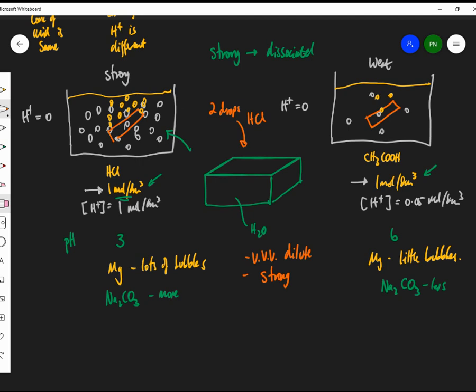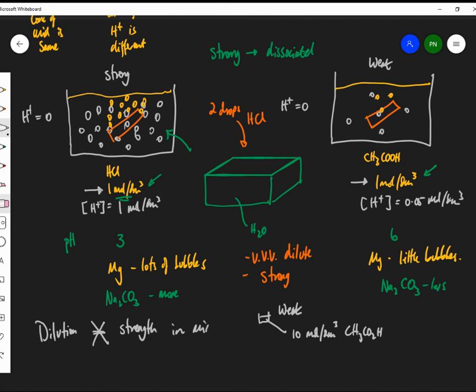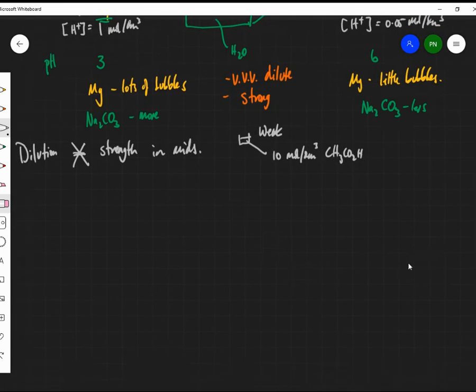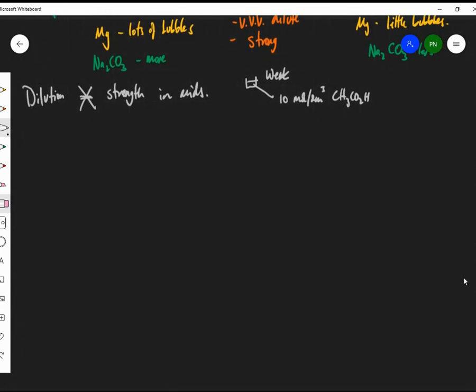Strong doesn't mean the concentration. Strong just means the degree of dissociation. Okay, so if I can do that, I can have a tiny, tiny thimble, a tiny beaker, and in it, I can have 10 mole per decimeter cubed. In other words, very concentrated ethanoic acid, and it is still weak, okay? So the take-home message is dilution is not the same as strength in acids. Okay. Now, everyone gets confused by that, seriously. All right, now let's make a, don't forget, on the left, we've got a strong acid. Okay. All right, here we are.